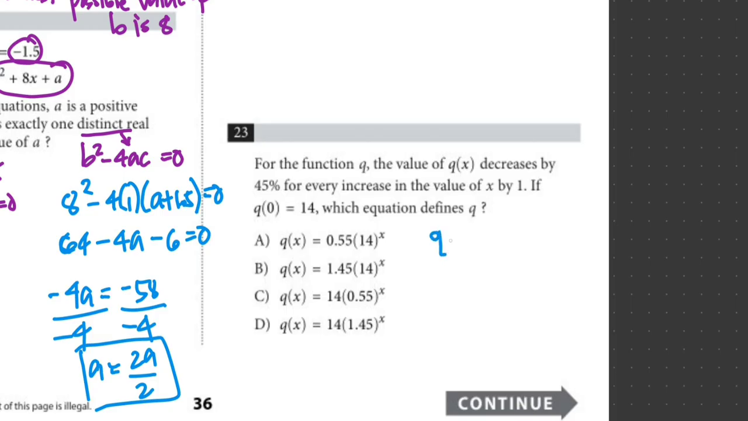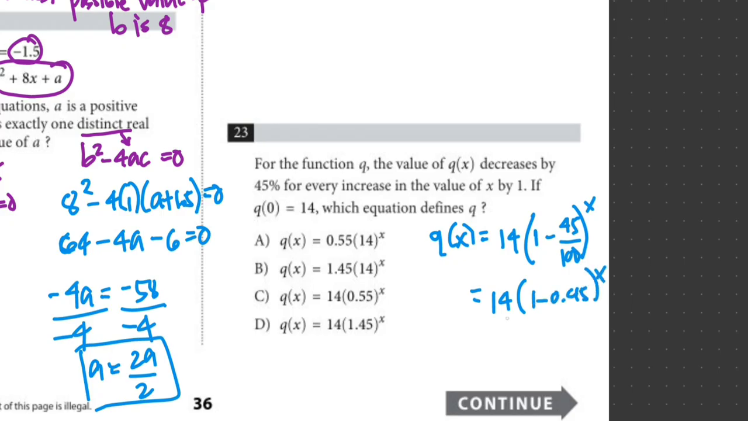Okay, let's set up an equation first. q of x is equal to 14 times, it says 45%, 1 minus 45 over 100, or 0.45 to the x. So this would be 14 times 1 minus 0.45 to the x, or 14 times 0.55 to the x.